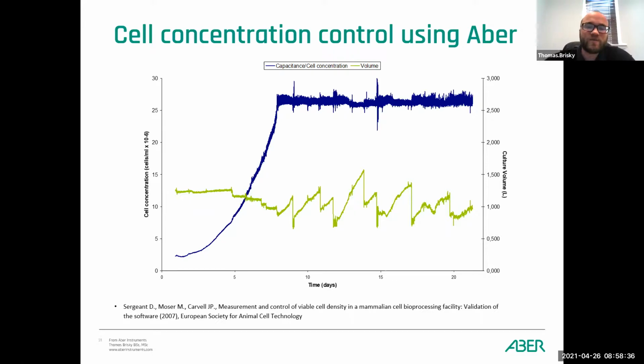The aim of this graph was to maintain the cell concentration, which is represented by the blue line and measured by Aber, at approximately 25 million cells per milliliter. And this was done by connecting the Aber signal to a feedback control loop, which controlled the culture volume based on the Aber measurement. As the cell concentration went above 25 million cells per milliliter, part of the culture was removed from the vessel, whereas when it went below, more culture was added. And using this strategy, the concentration was maintained at the desired value for a longer period of time.